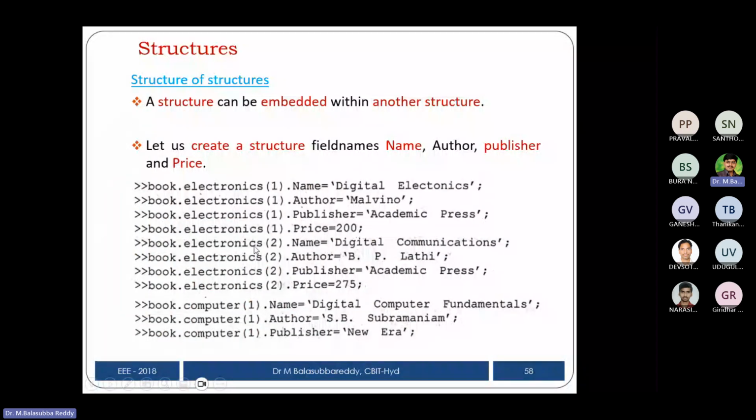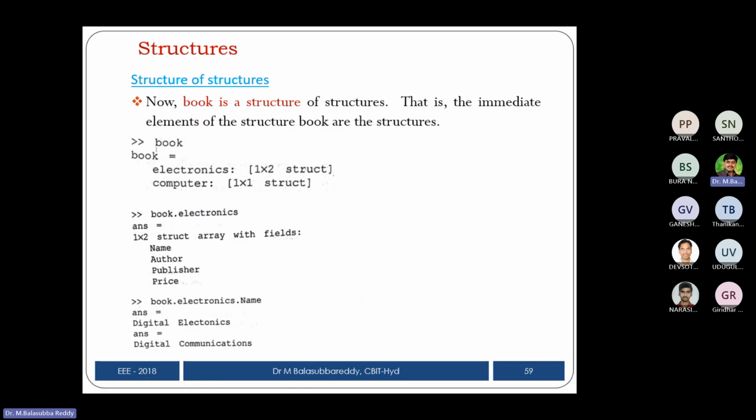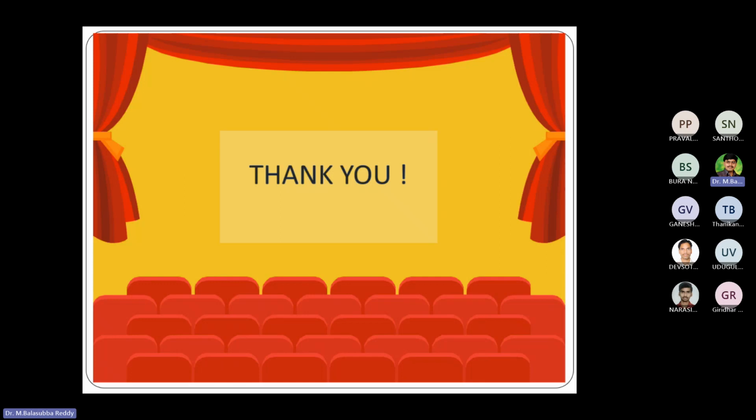Now you can see, in electronics books or electrical books or computer books, you keep on adding with this notation, and again it is easy to retrieve those books as well. So now book.electronics, whatever books are available in the data, is going to be displayed. So this is about this topic.